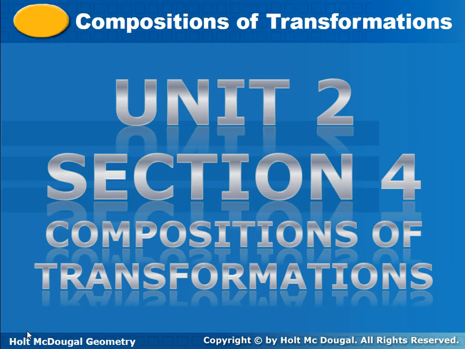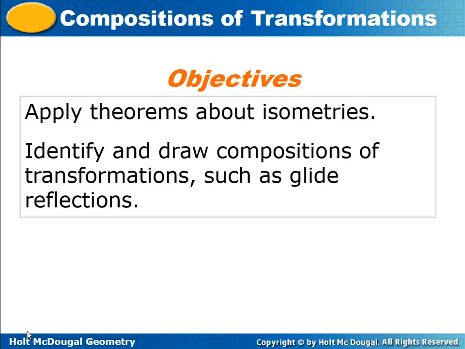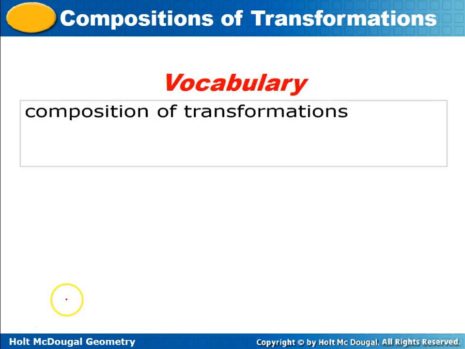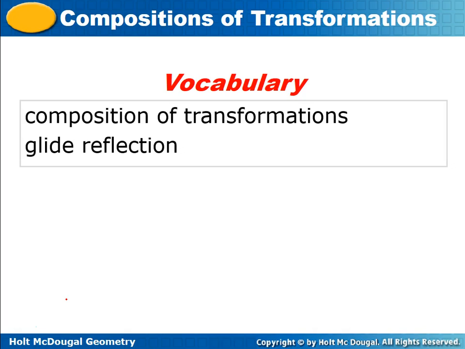So this is our Unit 2, Section 4 video, and we're going to do compositions of transformations today. Our objective is to apply the theorems about isometries and to identify and draw compositions of transformations, such as a glide reflection. So our vocab is composition of transformations and glide reflection.